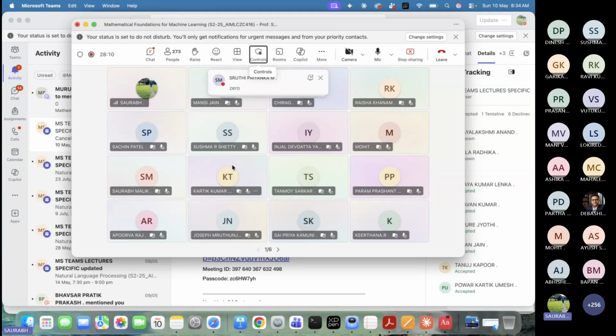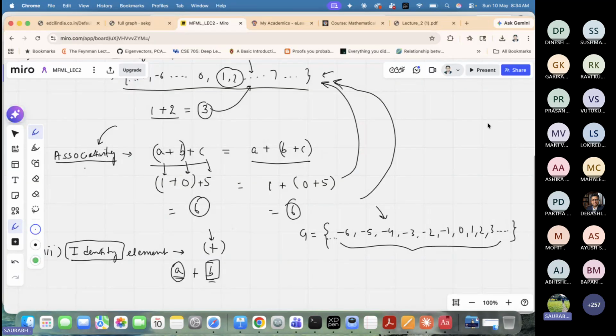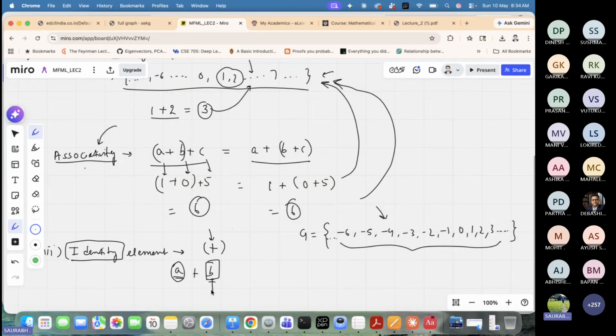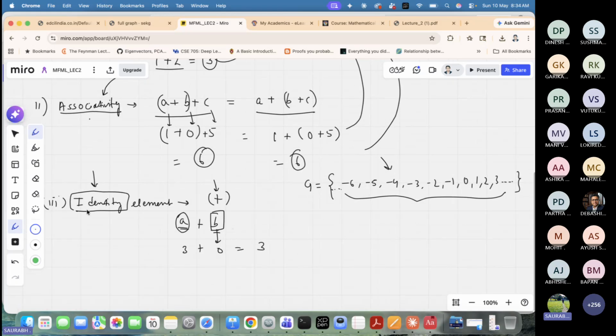Zero, right? Exactly. So right now, for example, this is 3. 3 plus 0 would be 3. Now, there has to be an identity element in the group, which means that there has to be an element which does nothing. It is just there as a measure; you can think of it as you have an origin, right?